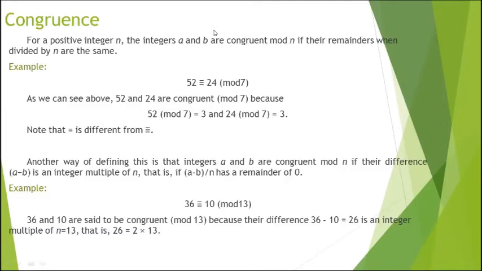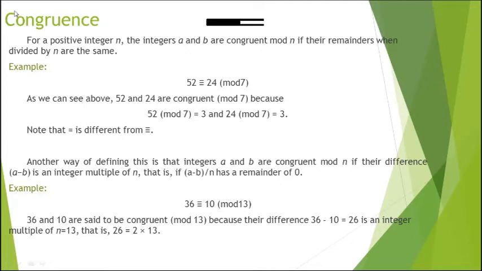So next what we have is the congruence. For a positive integer n, the integers a and b are congruent mod n if their remainders when we divide by n are the same. So are we going to have that example? 52 is congruent to 24 mod 7.